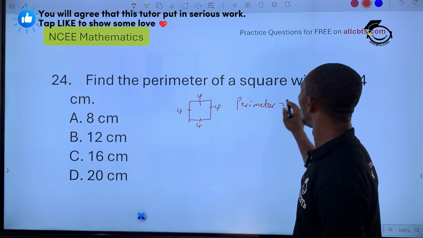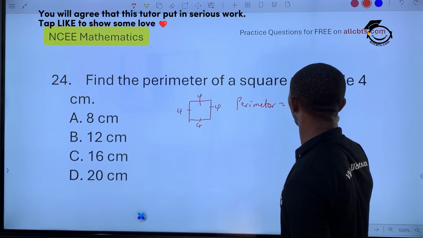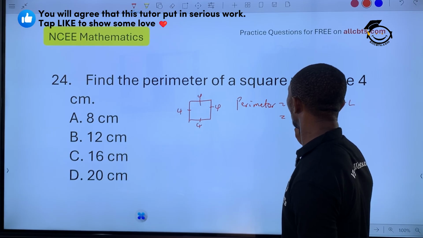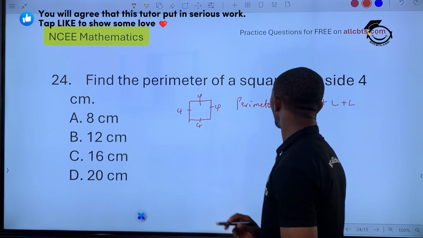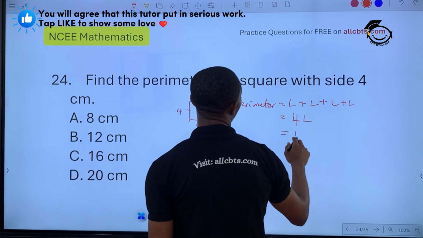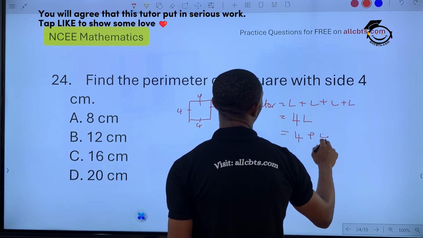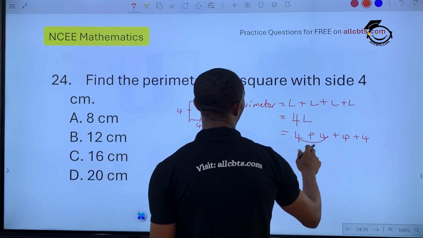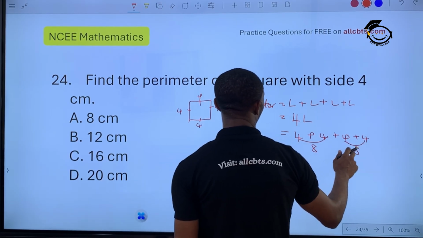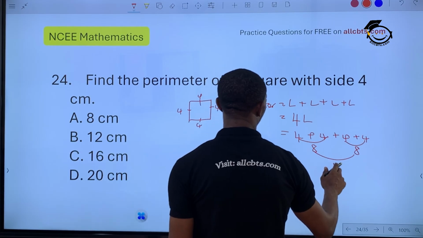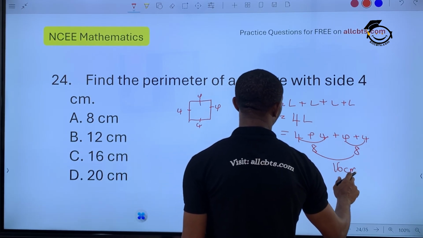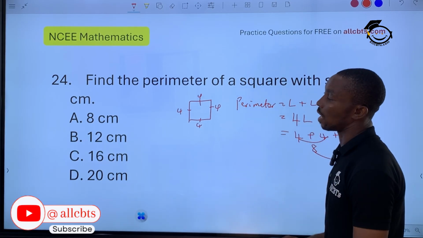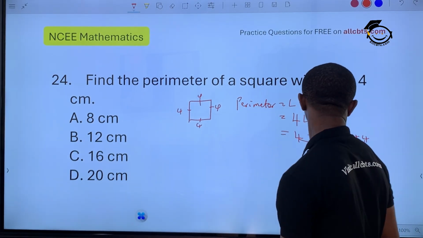Okay, now since we are looking at a square whose 4 sides are equal, our perimeter would be L plus L plus L plus L, which gives us 4L. All right, so this becomes 4 plus 4 plus 4 plus 4. 4 plus 4 gives us 8. 4 plus 4 gives us 8. 8 plus 8 gives us 16 cm. So the perimeter of a square with side 4 cm will be 16 cm.